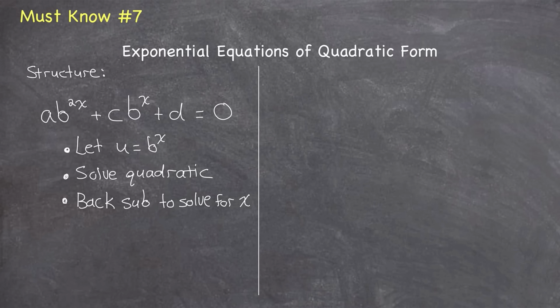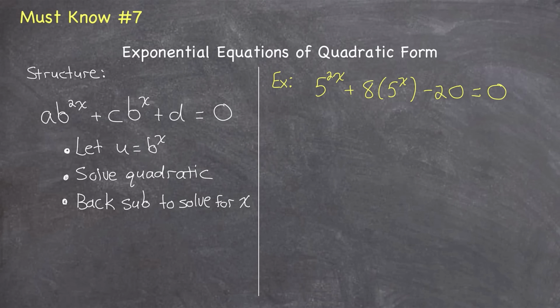So let me show you what that looks like with an example. Now in this example, I have two powers that have the same base. Their bases are both 5. And the exponents, one of them is x, the other one is 2x. So I know that I can use these steps.